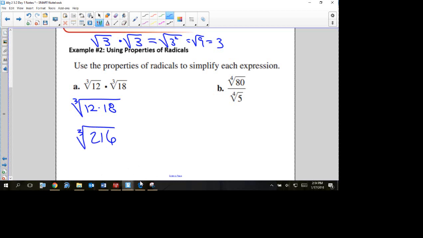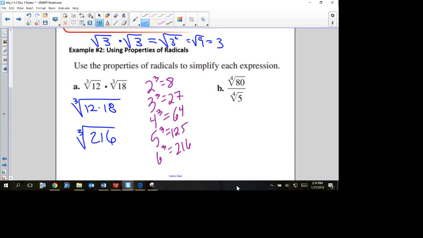And then we ask ourselves, is that a perfect cube? We made lists before. If you need to make lists, you can always make lists like 2 to the third is 8. 3 to the third is 27. 4 to the third is 64. 5 to the third is 125. 6 to the third is 216. Excellent.